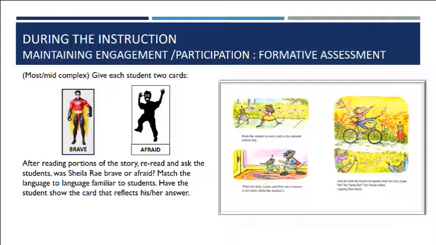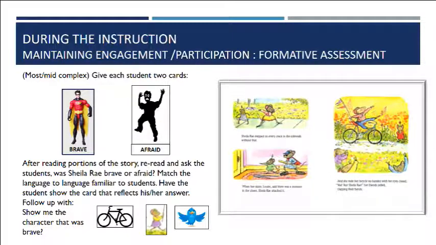So after reading portions of the story, we reread and asked the question, is Sheila Rea brave or afraid? And we would match language to language that's familiar to the student. We can also think about rephrasing the question. So the student could select the card that reflected their answer, and that's going to give you information. It's going to give the student information. You could also follow up with another way to ask the question that might work better for your students. Show me the character that was brave, and they would have choices.